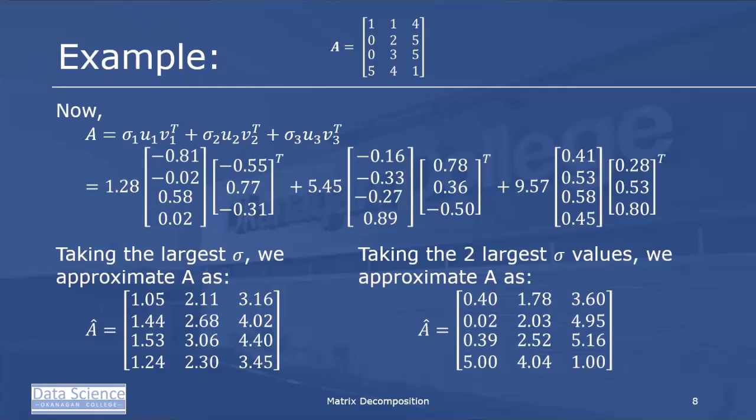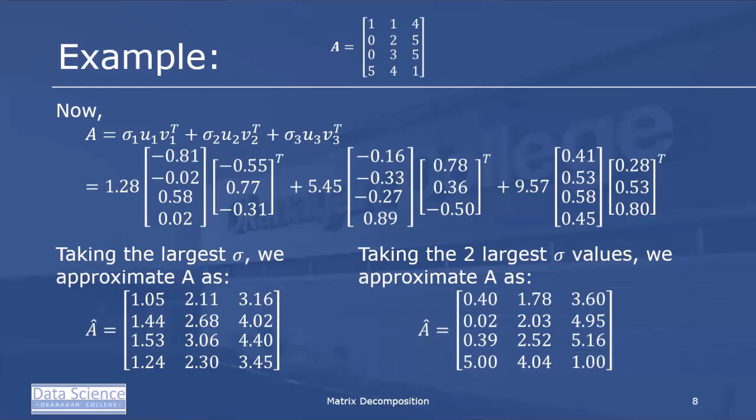You can see that for the first 3 rows, this is not a terrible approximation of our original A. Unfortunately, if you look at A, the bottom row seems to be sort of opposite to the values in the first 3 rows. So that's where we don't get a great approximation using just the one largest sigma value.